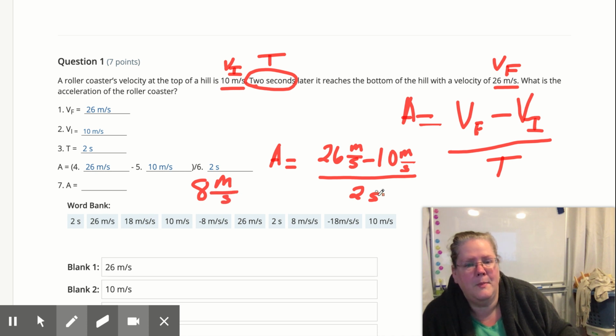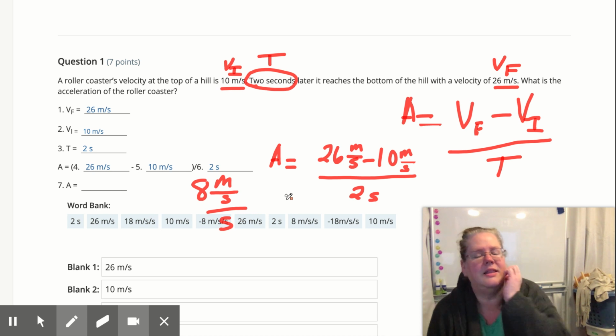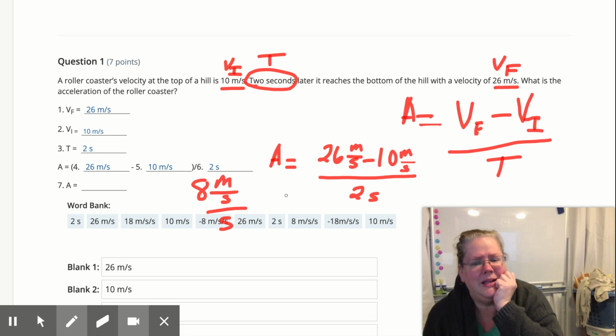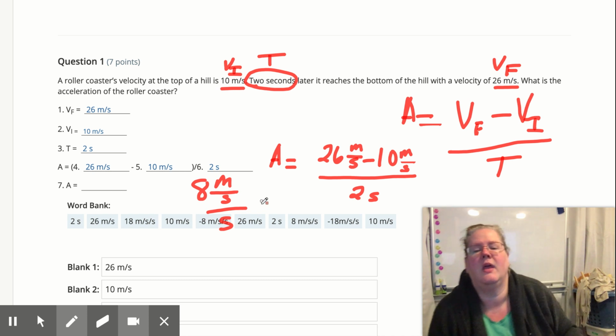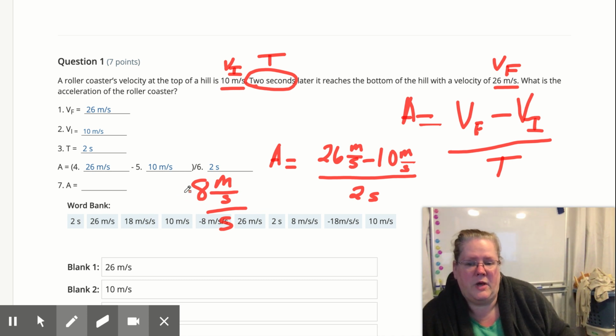Meters per second. But I didn't get rid of that unit on the bottom. See, that's also a second. That's a little cumbersome, right? So we know my answer is 8. And the next question is, did it slow down or speed up? Because if it slows down, it's a negative acceleration. And if it speeds up, it's a positive acceleration. Well, if we started at 10 and we went to 26, that's a positive acceleration. So I don't have to put a negative there because I know it's positive. But how do I deal with that?